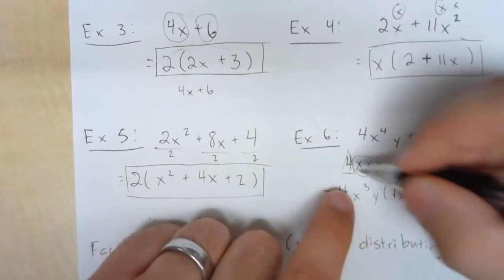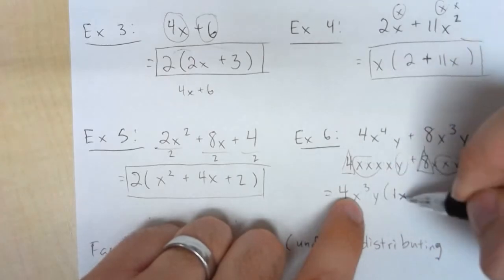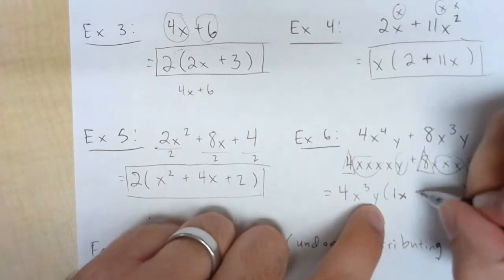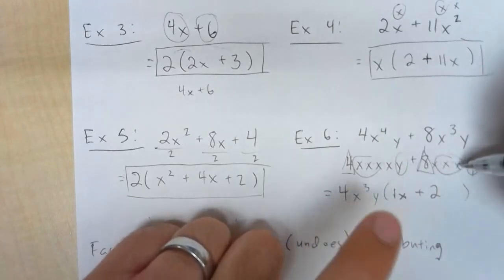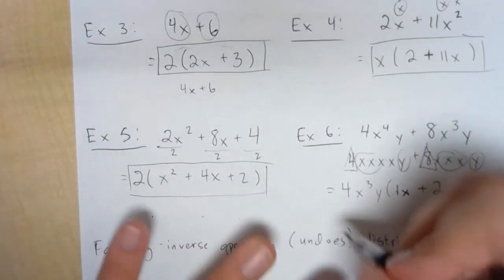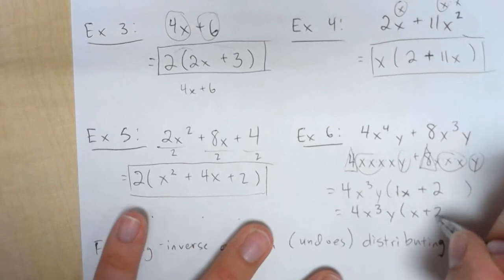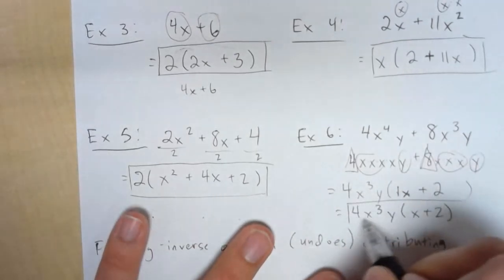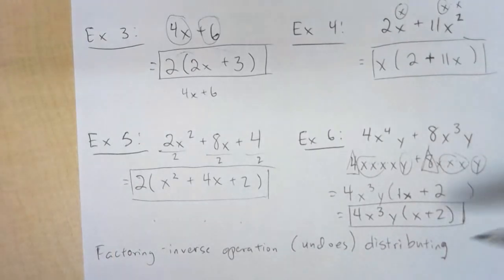So 4 divided by 4 is 1. These 3 x's will cancel when we divide. We'll have 1 x left over. The y's will cancel. Plus 8 divided by 4 is 2. X to the 3rd divided by x to the 3rd cancels, and y divided by y cancels. So really I can wrap this up just a little bit by saying this is 4x to the 3rd y times x plus 2. And this is the GCF factored form, because if I multiplied it back out, then we would get back to our original statements.